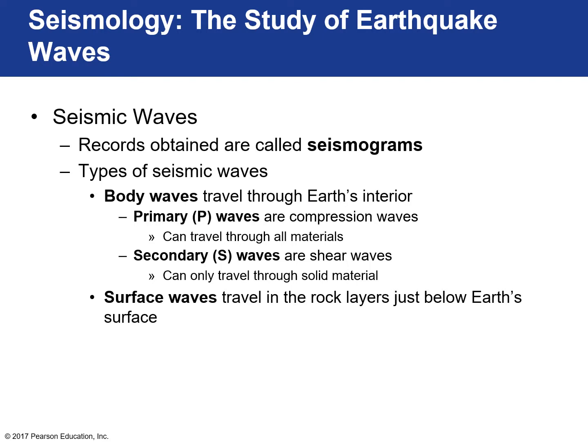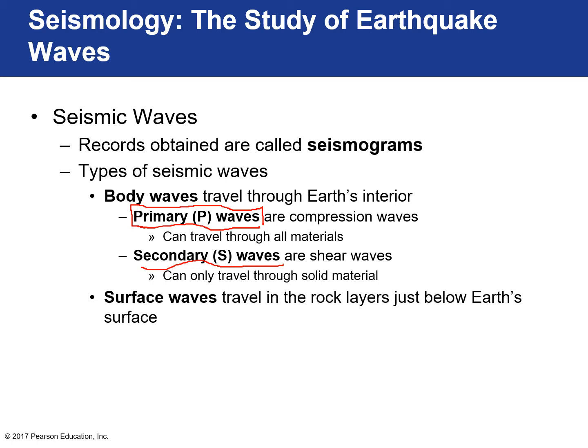All right, so seismic waves are obtained by these seismograms, okay? And there are two different types of seismic waves, okay? There are body waves, and body waves consist of primary waves and secondary waves, okay? Primary waves have the highest velocities, and they reach the seismic stations first. They're what we refer to as compressional waves. They can travel through all materials, so liquids and solids.